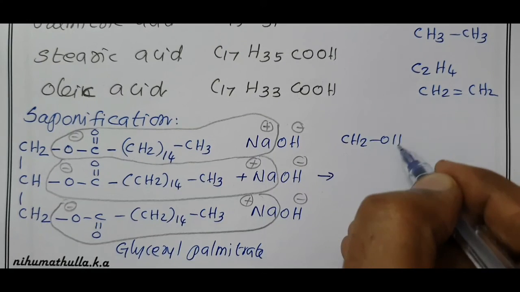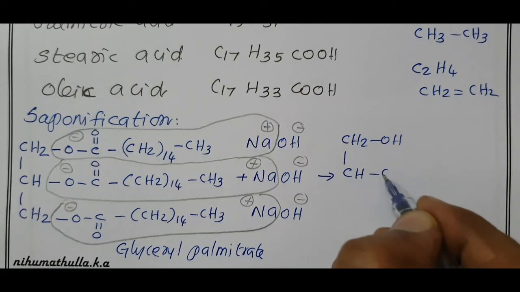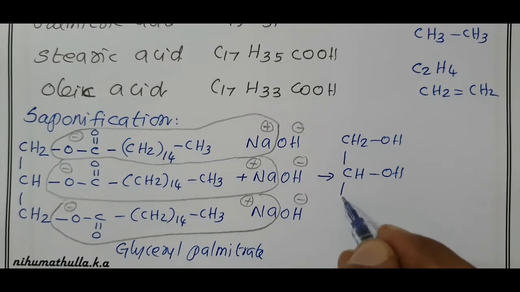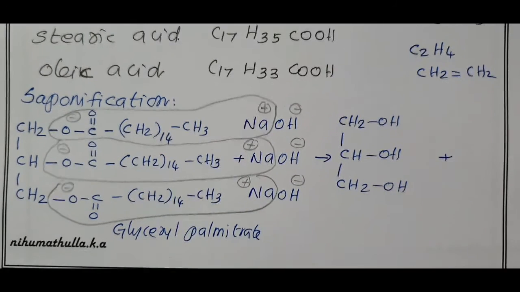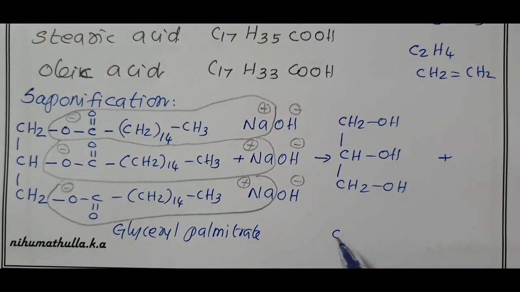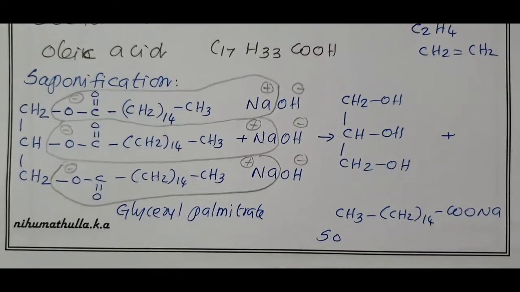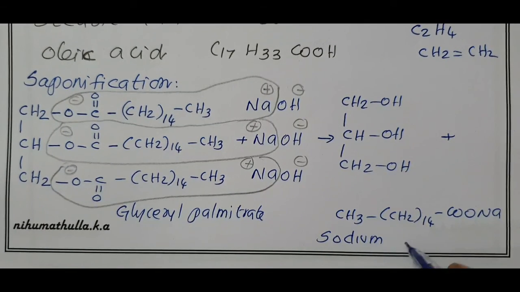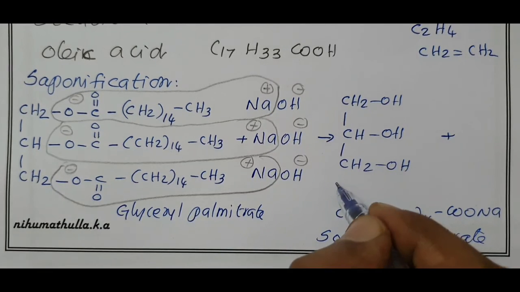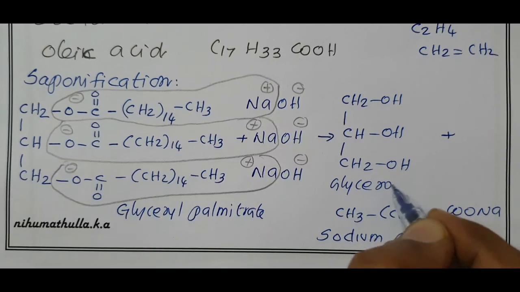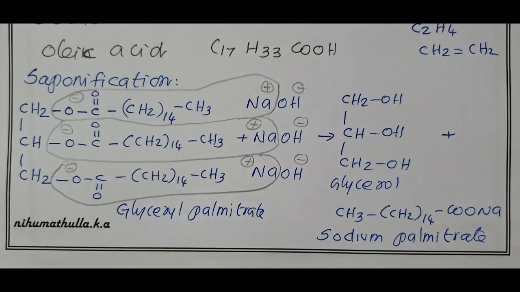CH2OH, CHOH, CH2OH: this is our glycerol or glycerin. The other part gives our soap, CH3 with CH2 14 times, COONa. Sodium palmitate, the salt of palmitic acid, is nothing but soap. In this reaction, glycerol or glycerin is obtained only as a byproduct.